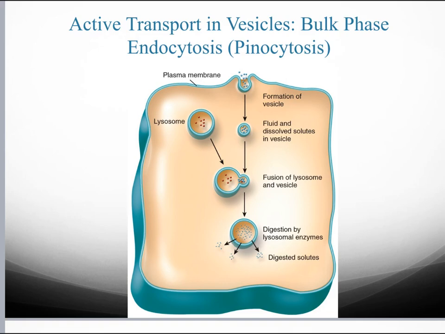Cell drinking, or pinocytosis, also known as bulk phase endocytosis. So, solutes are drunk into the cell. We form a vesicle. Fluid and dissolved solutes are located inside that vesicle. The lysosome again comes in, forming this fused structure, at which point those lysozymes become active and digest the dissolved solutes inside that vesicle, and release them into the cell as digested solutes.